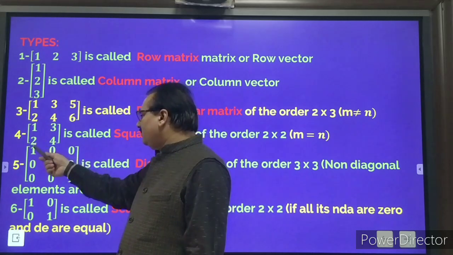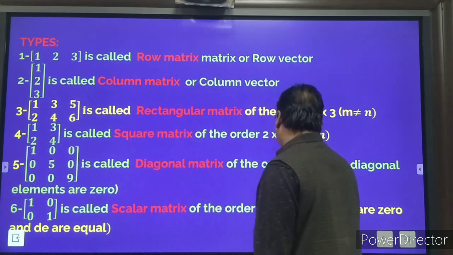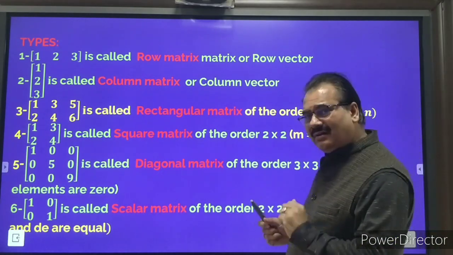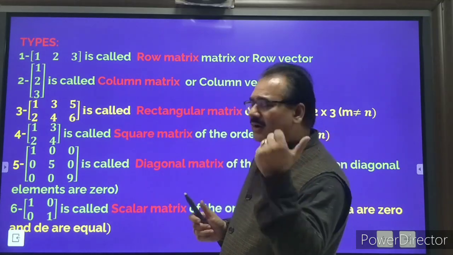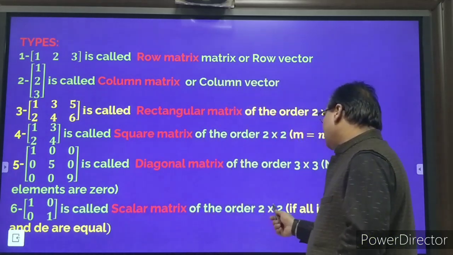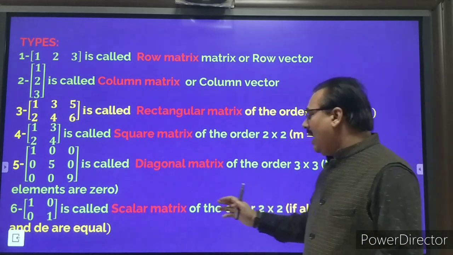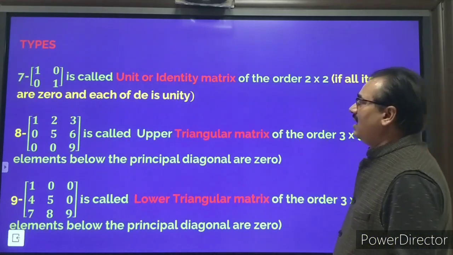Here, except for this diagonal, all the elements are 0. So this is called a diagonal matrix of the order 3 cross 3, because all the non-diagonal elements are 0. So if all the non-diagonal elements are 0, the matrix is called a diagonal matrix. Now [[1,0],[0,1]] is called a scalar matrix of the order 2 cross 2 if all its non-diagonal elements are 0 and the diagonal elements are equal. Then this is called the scalar matrix.